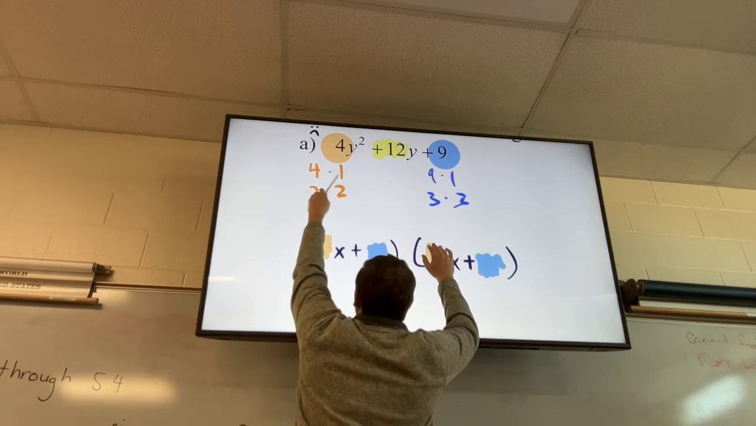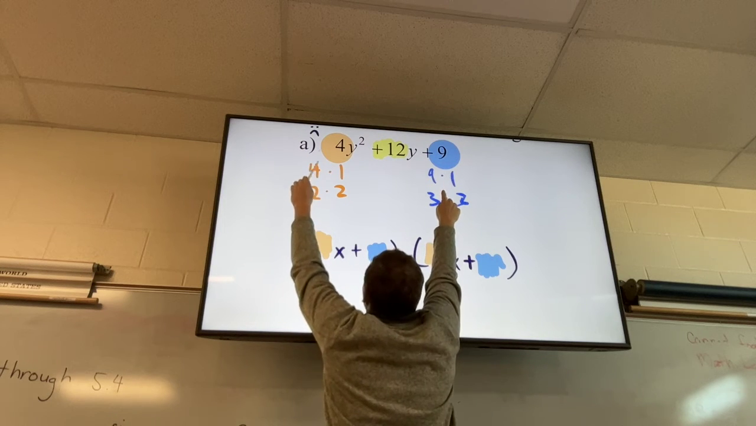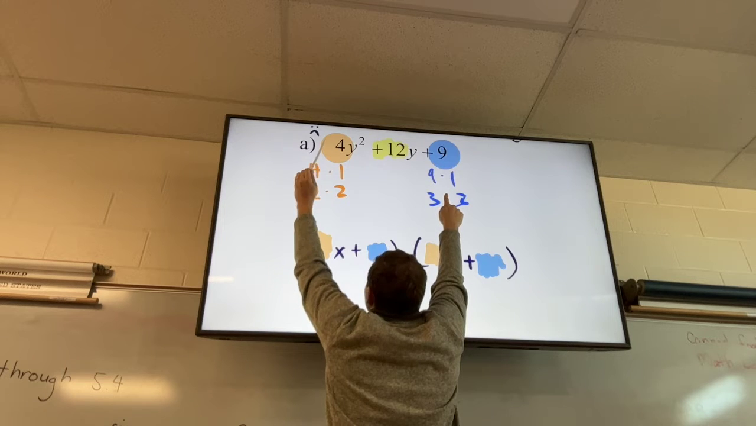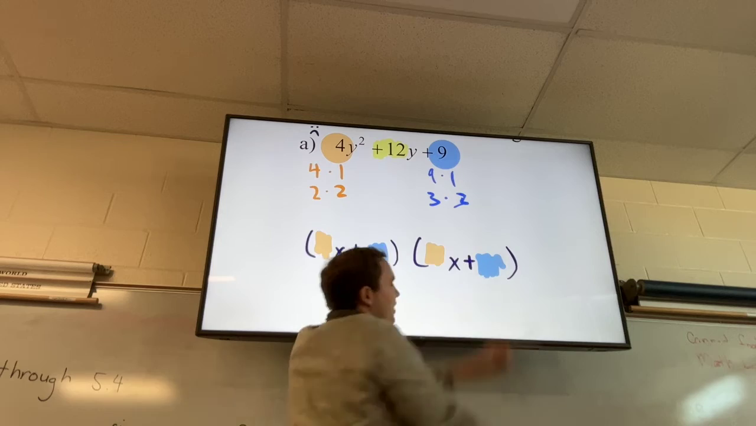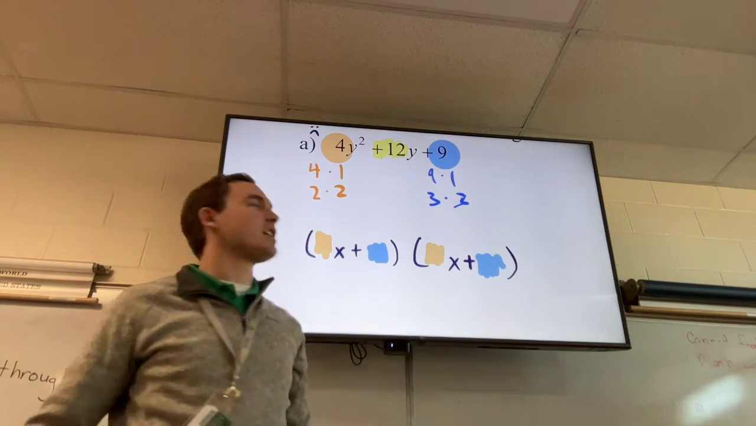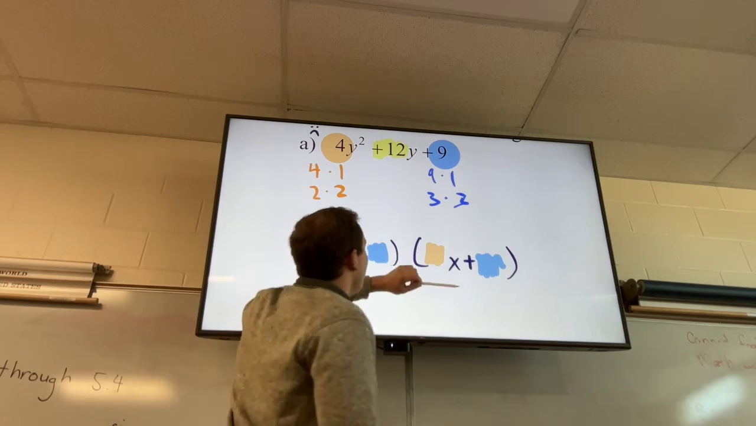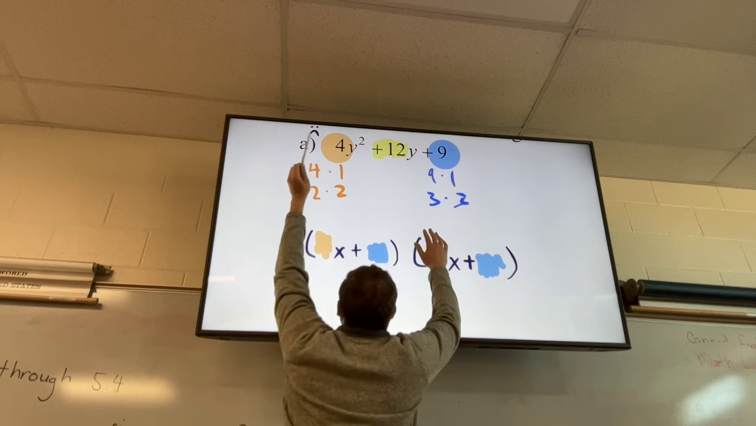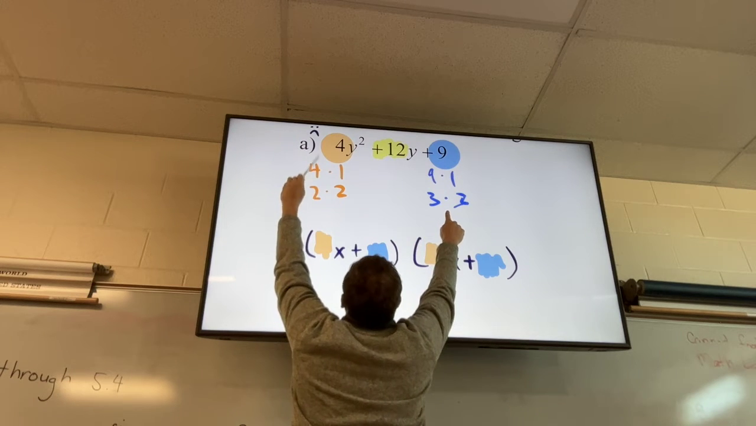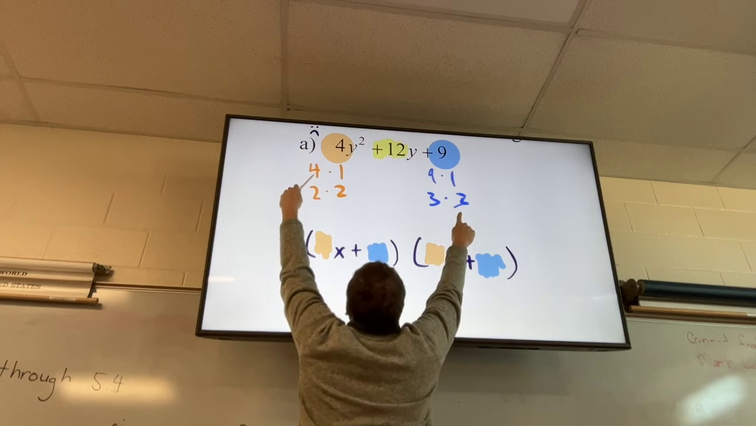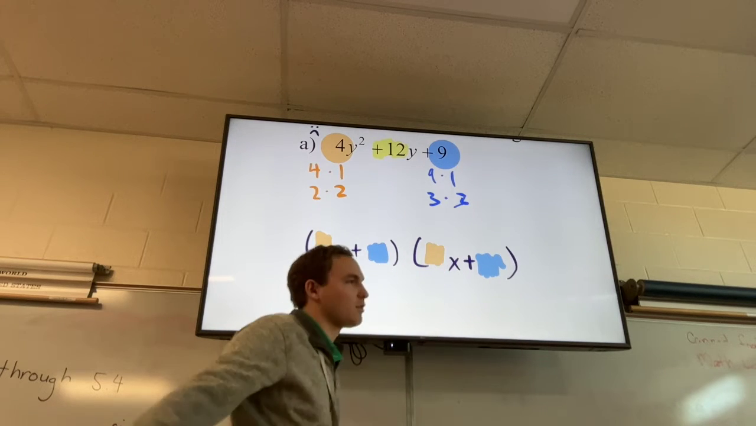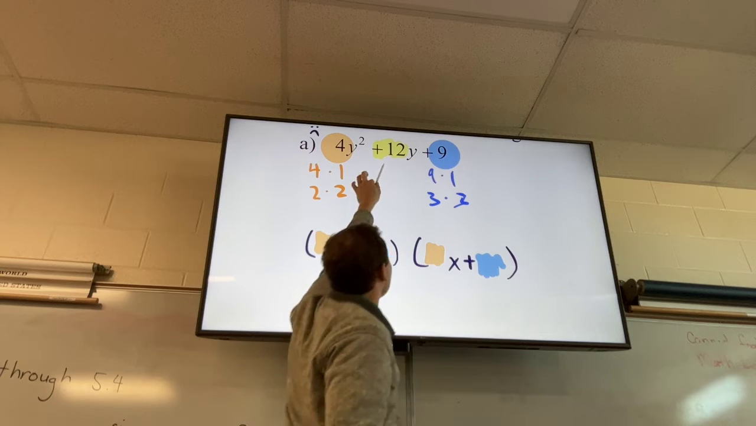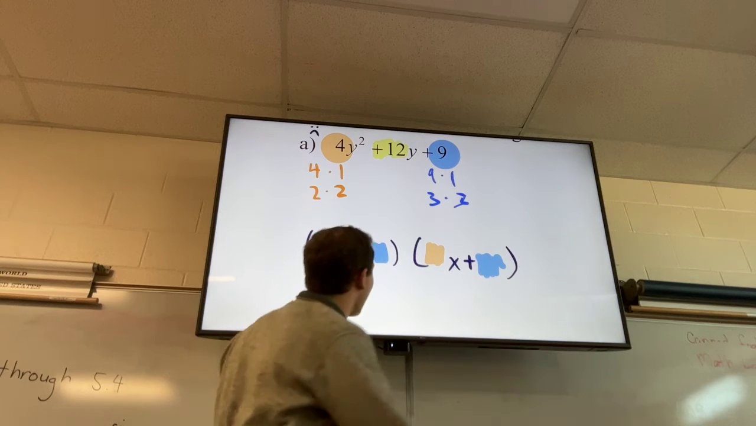So let's pick a pair. Let's start with 4 times 1 and 9 times 1. Okay, multiply the outer numbers together. 4 times 1 is 4. 1 times 9 is 9. 9 plus 4 is 13. 13 is not equal to 12. So that's not going to work, okay? Let's try this other combination. I'm going to go with my 4 times 1 and my 3 times 3. Outer numbers, 4 times 3 is 12. 1 times 3 is 3. 3 plus 12 is 15. Not going to work, right? We need positive 12, okay?